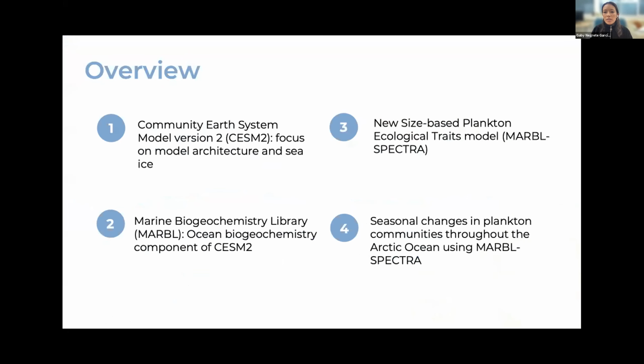I will start my talk focusing on the model architecture and sea ice component of the Community Earth System Model version 2. And then I will talk about the Marine Biogeochemistry Library. In short, it's called MARBL, which is the Ocean Biogeochemistry component of CESM2, which has allowed me to build the new size-based plankton ecological traits model called MARBL Spectra, which I will talk about briefly. And then lastly, I will show how I have implemented Spectra to understand seasonal changes in plankton communities throughout the Arctic Ocean, something that we're able to do thanks to the larger plankton community incorporated in MARBL Spectra.